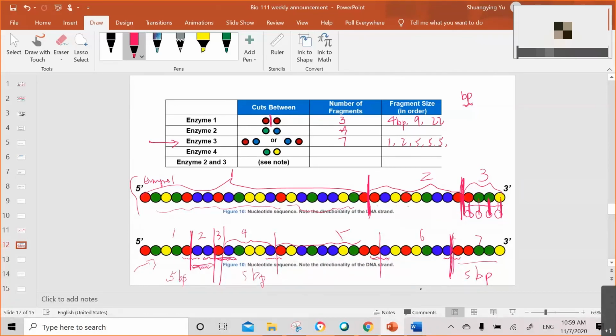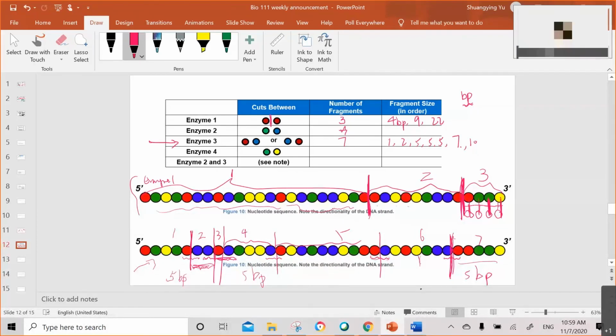Very good. And then we have fragment 6. That's how many? Looks like 7. Yeah, 7. And how about 5? 10. Yeah. So that's the answer for enzyme 3.